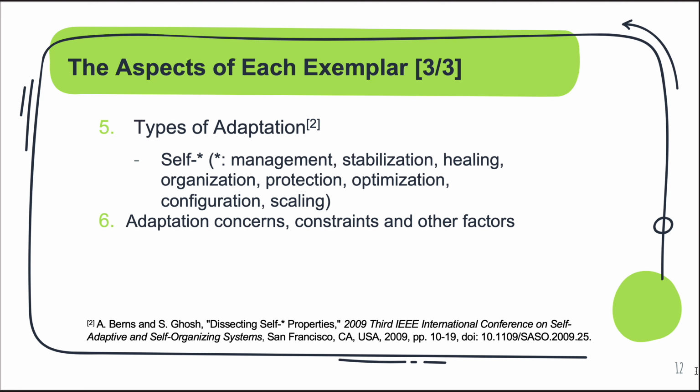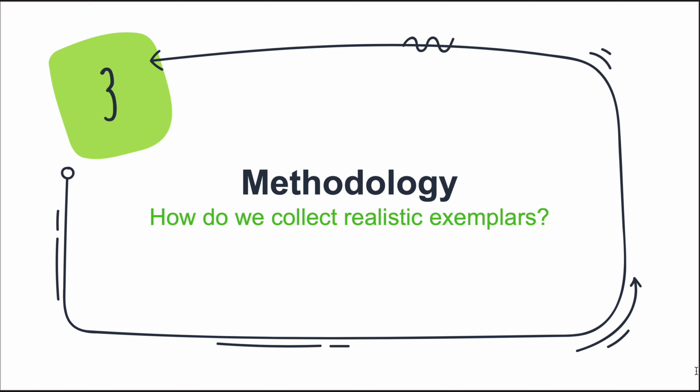We also collect a description of adaptation concerns, targeting the impact of different sources of uncertainty on the system, such as performance factors, timing, utility, or cost. So now that we know what is the relevant information for each exemplar, let's see how we collect them.